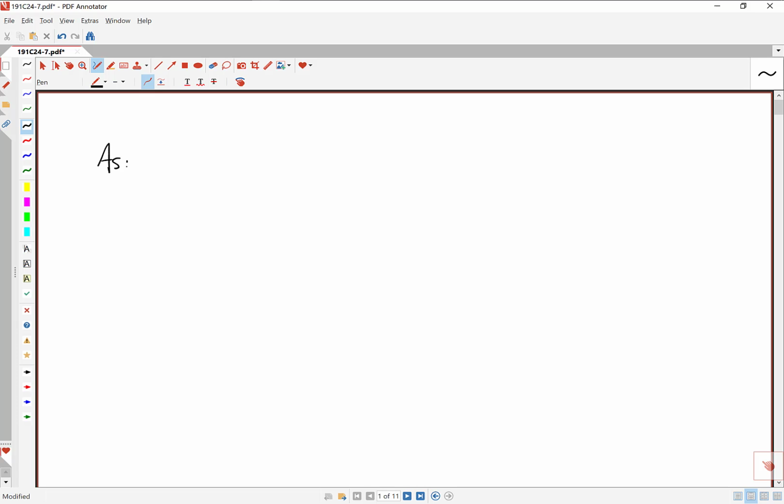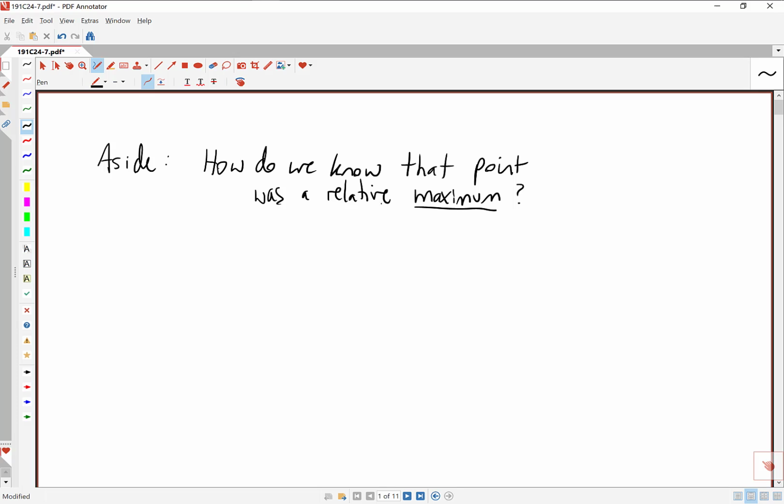So just as an aside here, as a follow-up to the question that we just did, we found one critical point in the previous problem. That was where x equaled 25. But you may have a lingering question about that. The question would be, how do we know that point was a relative maximum? So how do we know it was a relative maximum as opposed to a relative minimum, or as opposed to a critical point that is neither a relative maximum or relative minimum? Well, there's a quick way to know that for sure if you are concerned about that.